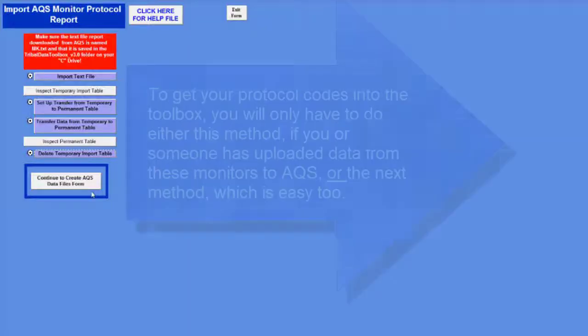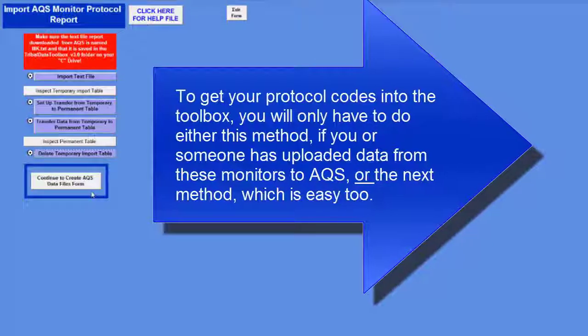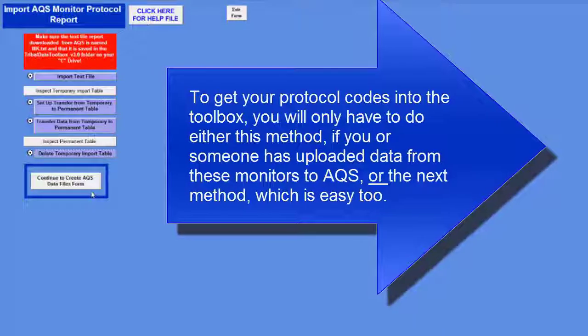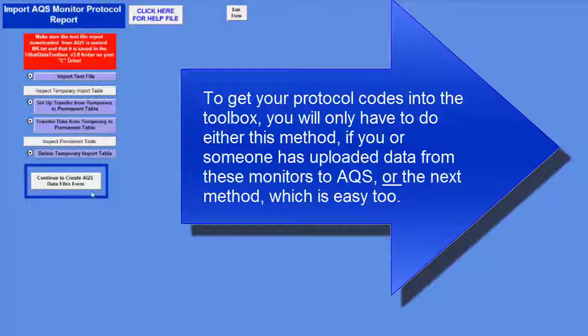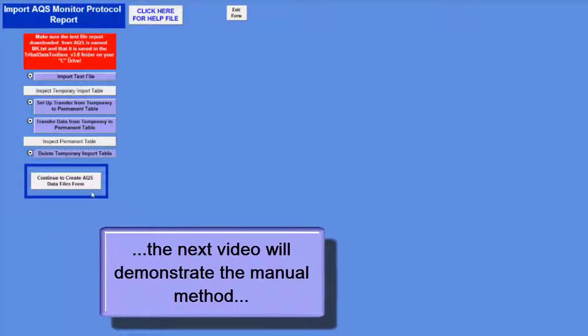More than likely, you probably only need to use 1 of these processes. If you had 1 sampler that you have already been submitting to AQS and you had a new sampler that you haven't submitted to AQS, you would use both of the processes. You usually are going to only use 1 of these processes.